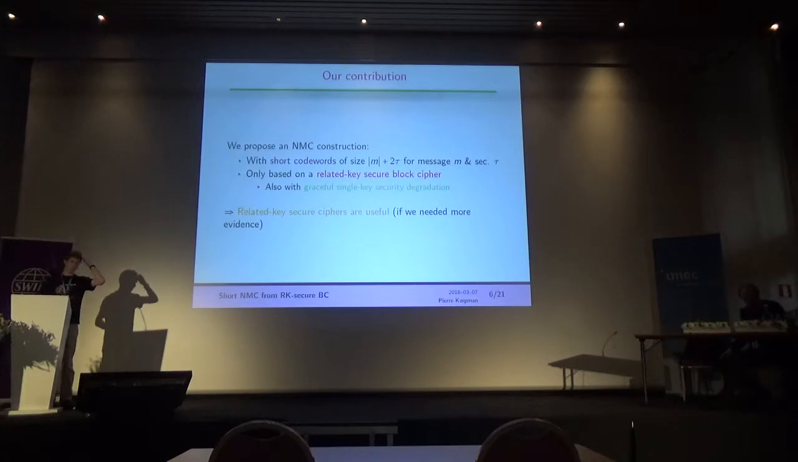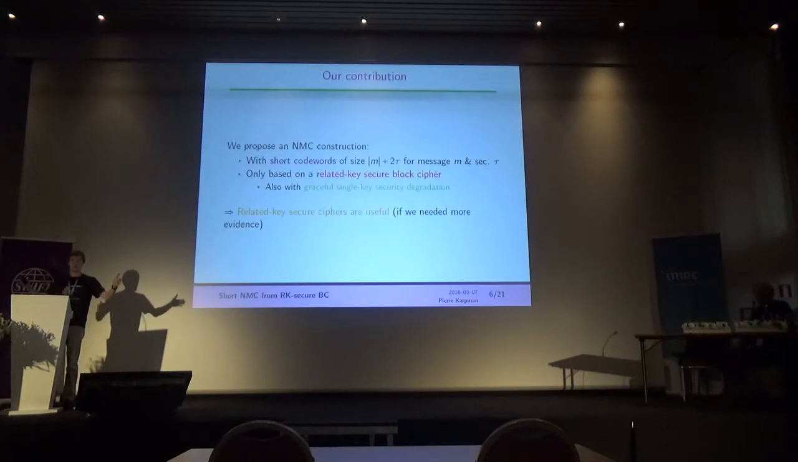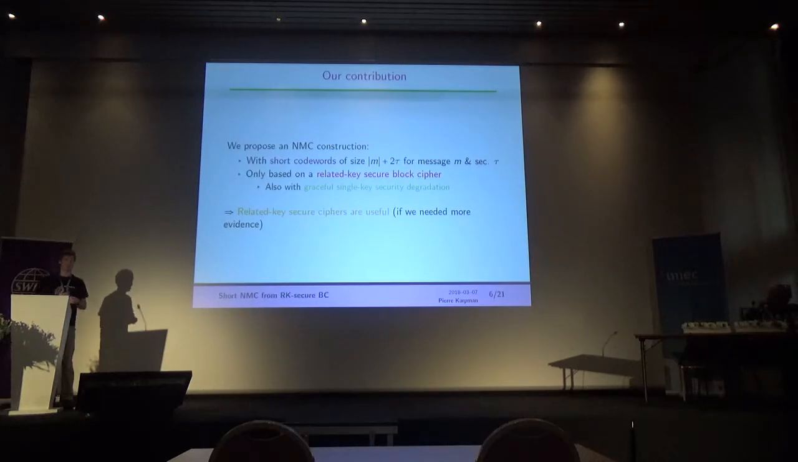So what we do is that we propose an NMC construction that has short codewords. The codeword size is the size of the message that we want to encode, plus 2 times the security parameter. So for instance, 2 times 128 if you want 128-bit security. This construction only relies on a block cipher as a primitive, and what we need for this block cipher is to be related-key secure and also to have graceful single-key security degradation. I'll come back to this, but the notion is very simple. It just means that if you take a block cipher and you restrict the key space to some large subset of the key space, then the result is still a good block cipher with the accordingly smaller key size.